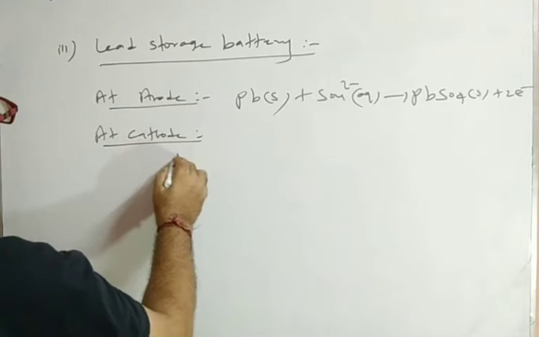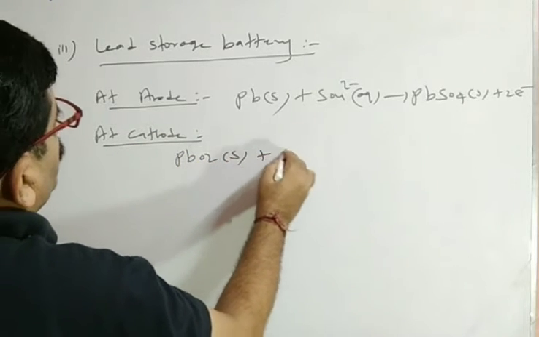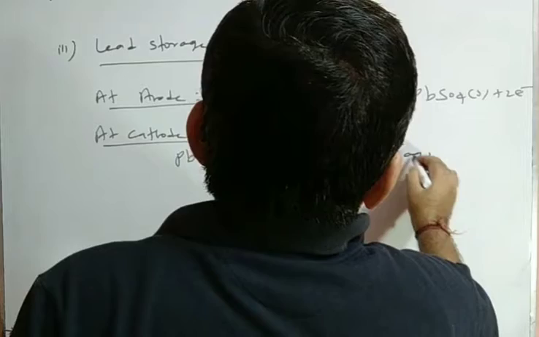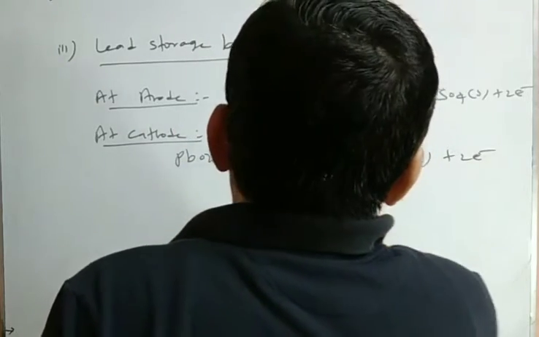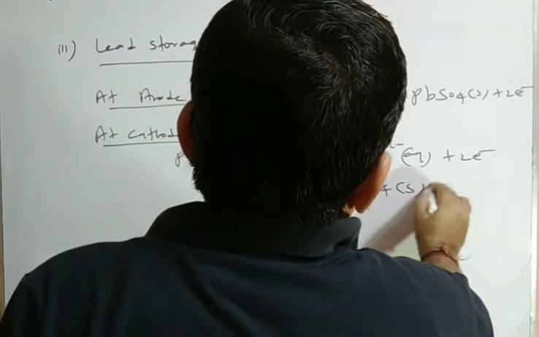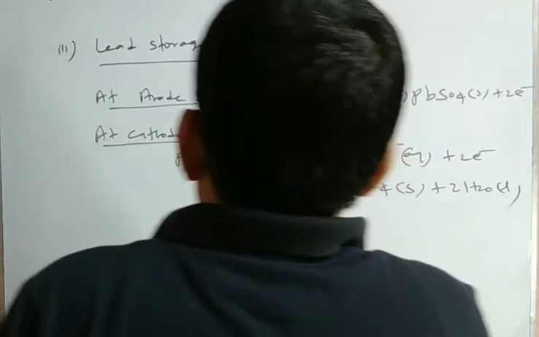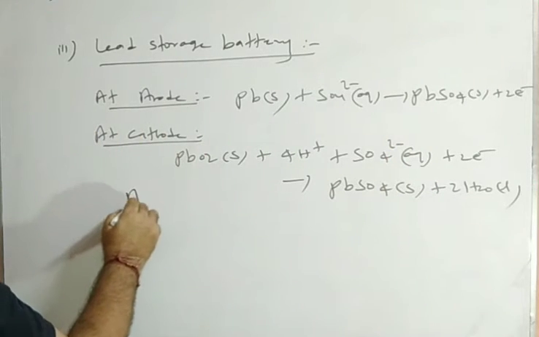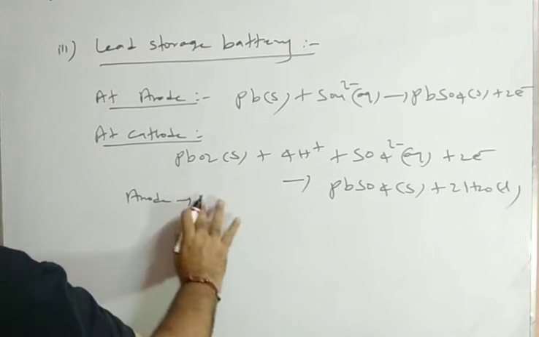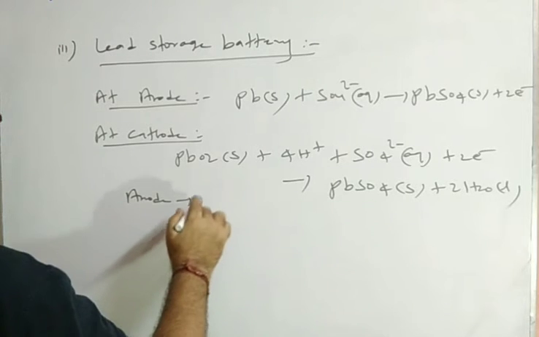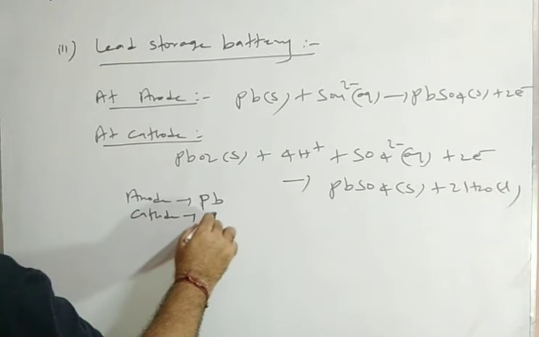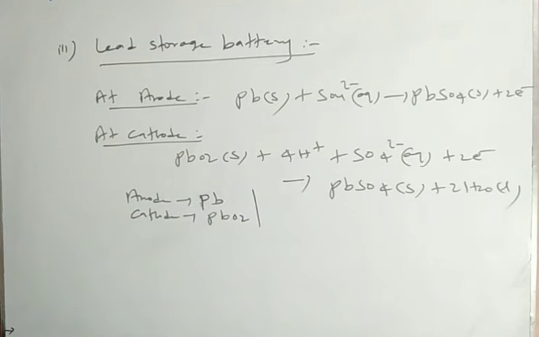Add cathode: PbO2 solid plus 4H+ plus sulfate aqueous plus 2 electrons gives what? PbSO4 solid plus 2H2O liquid. The anode is made from Pb and the cathode from PbO2.